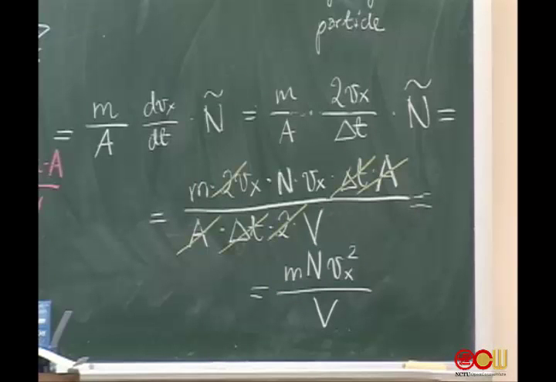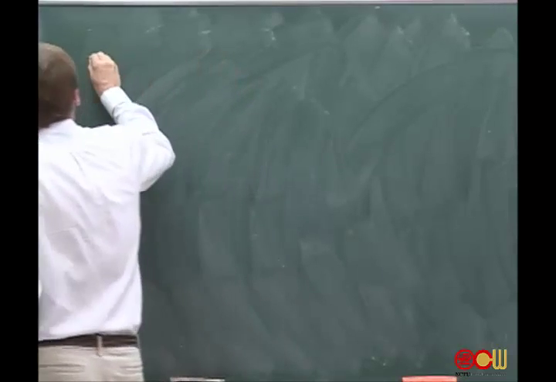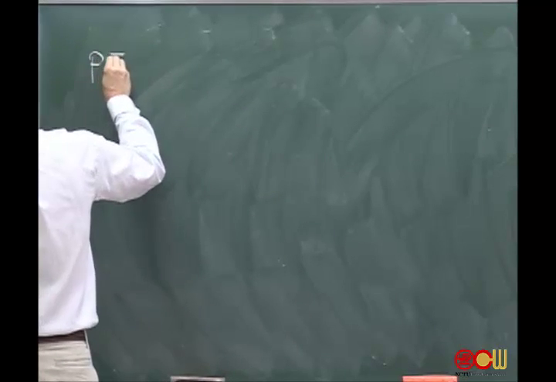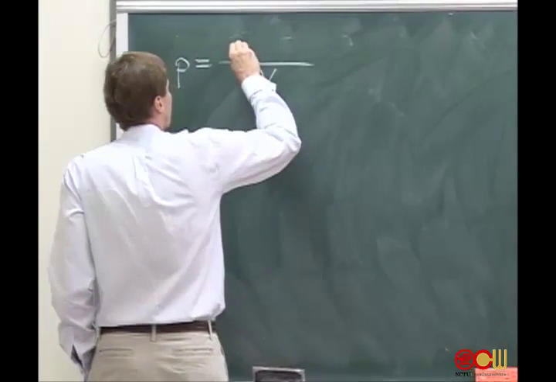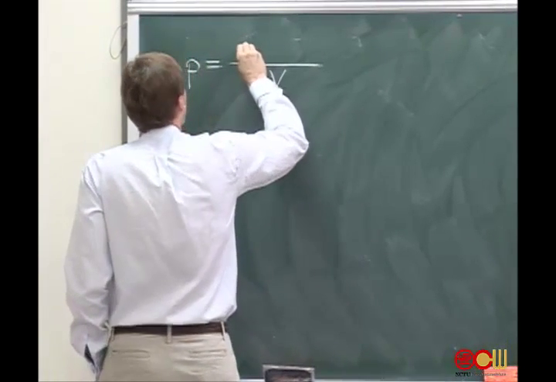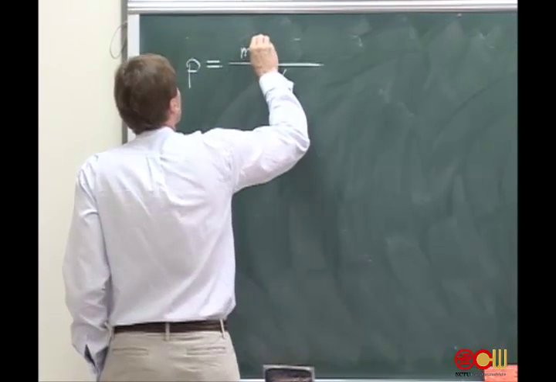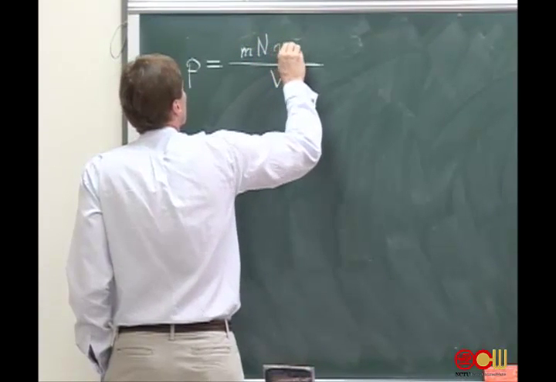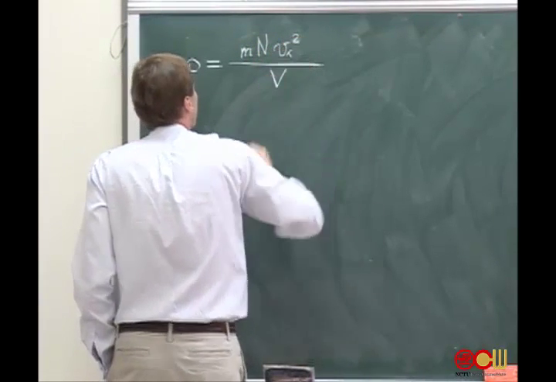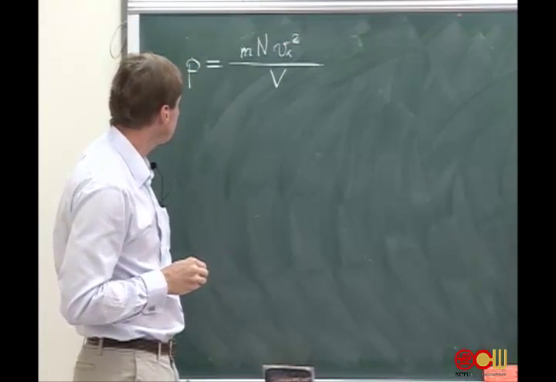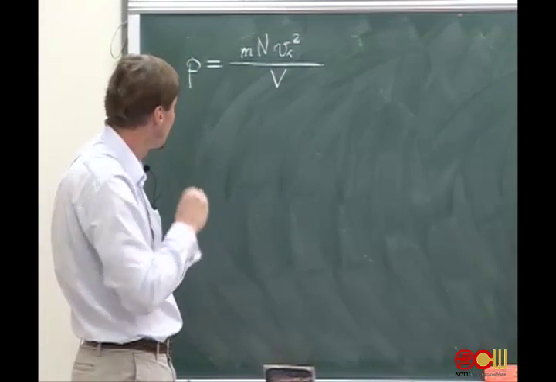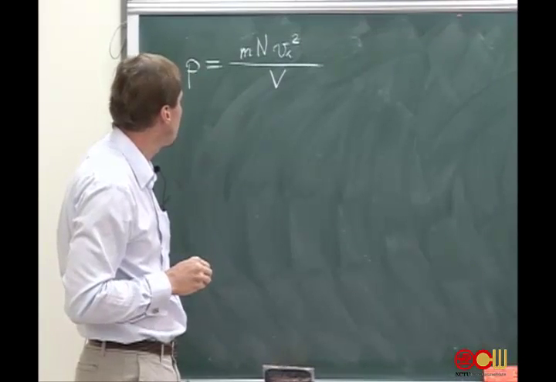So coming now here, I need 2 more minutes to work with these equations. What I found is that P is equal to m n Vx square over V. This is nice. But I want to play with this one a bit.